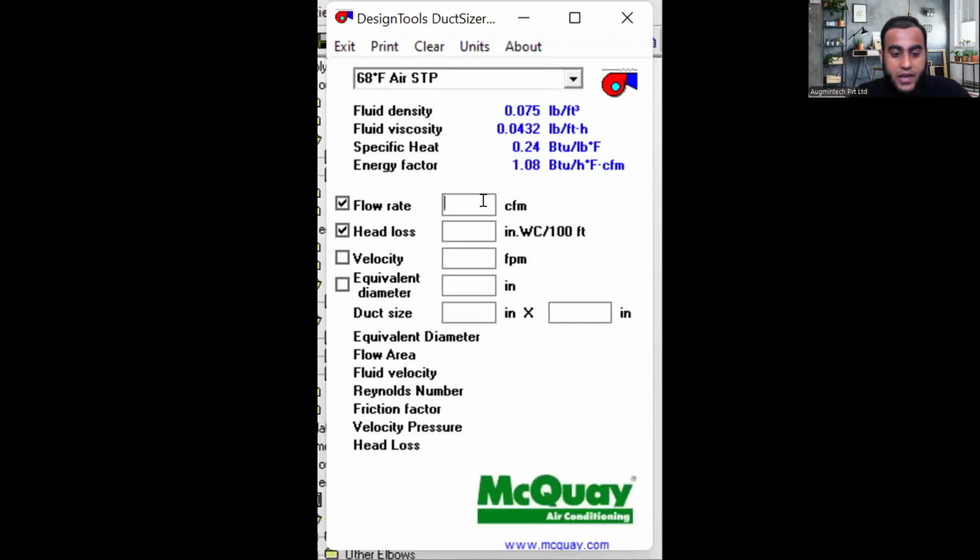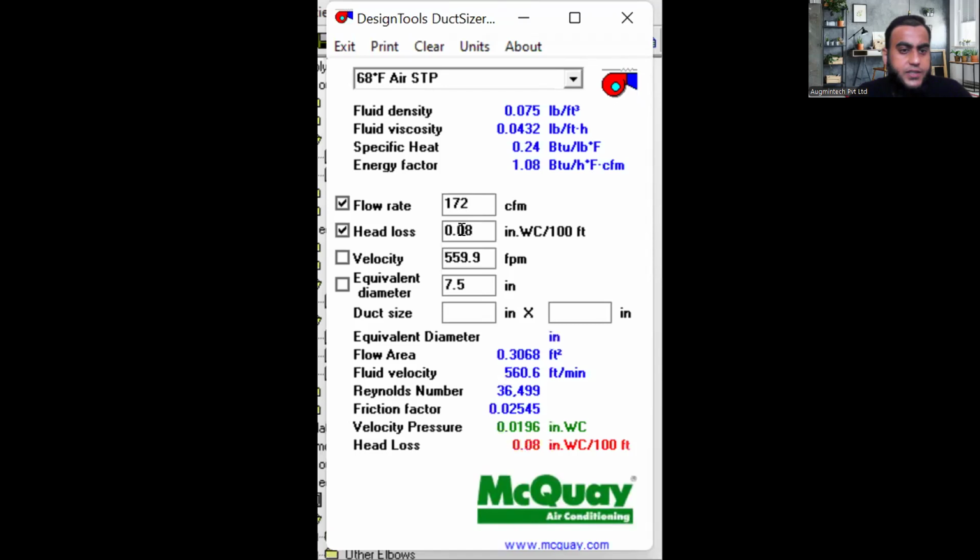So how much CFM air we have? 172. I have entered the CFM air. Head loss, suppose let's say I'm using the equal friction method, 0.08 inch of water column per 100 feet of length. So as per that, for this flow rate, if you're maintaining 0.08 inch of water column per 100 feet of duct length, can you see the equivalent diameter is showing 7 point, how much? Tell me.